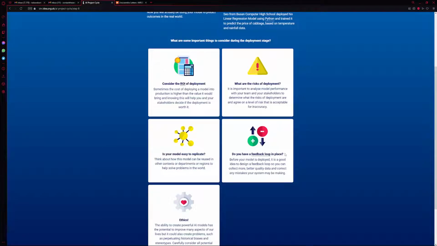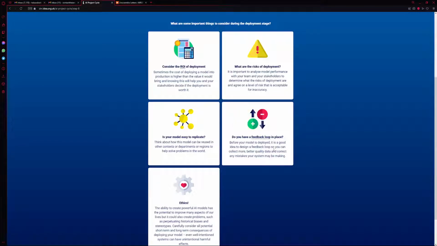So do you have a feedback loop in place? Mechanisms that are used to validate and get feedback on how the system is performing. Before your model is deployed, it is a good idea to design a feedback loop so you can collect more, better quality data and correct any mistakes your system may be making. Let's put this as an example as well.